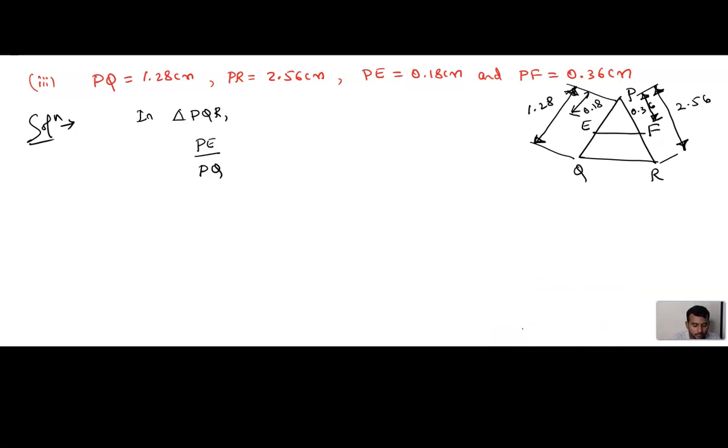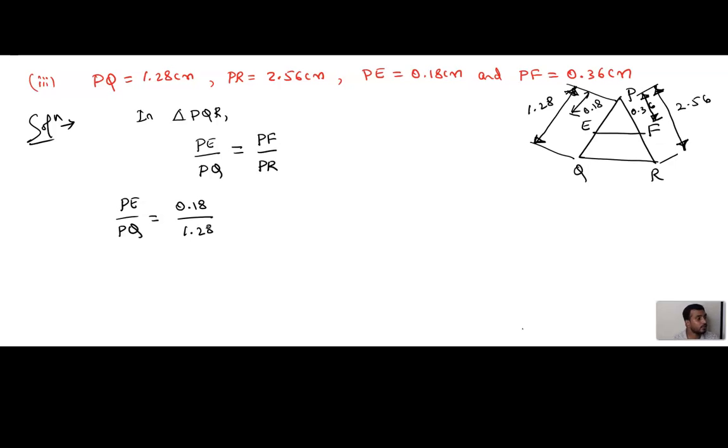Got it? Good. PE by EQ we have applied. Same way we have to apply it to the opposite side also. So PE by EQ should be equal to PF by PR. Understood? How you apply on the left side, same thing you should apply on the right side also. Same conditions you have to apply. Now let me check first the PE by PQ value. PE, how much is PE? 0.18 by PQ.